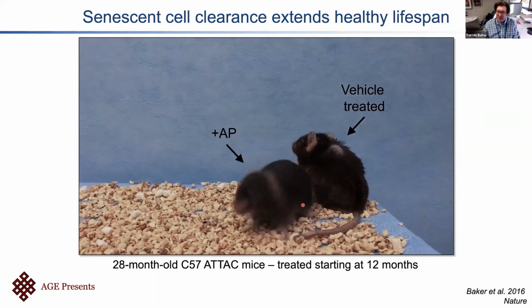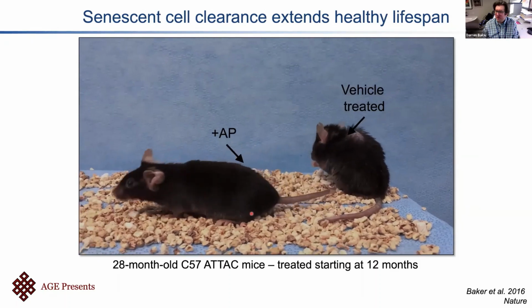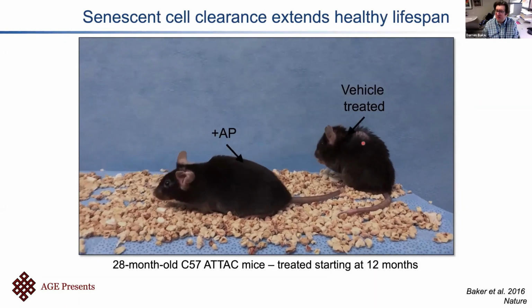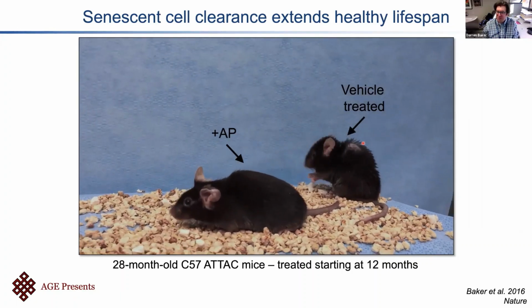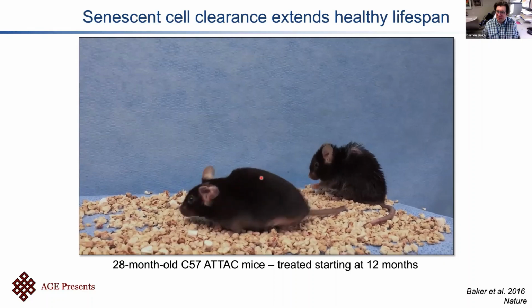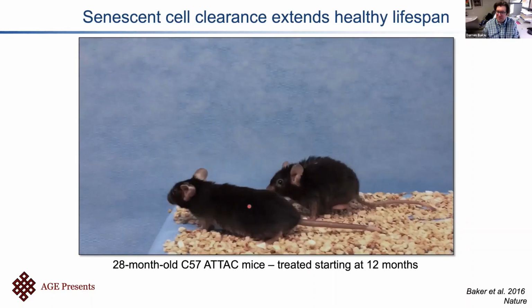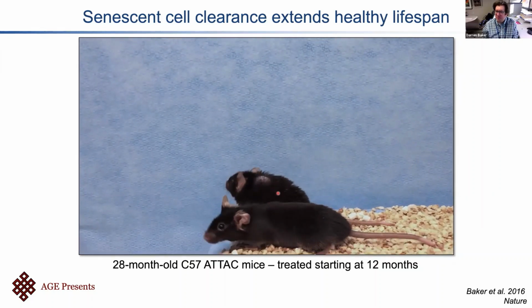If the video plays, there's an animal in the foreground here that is AP treated, starting at 12 months of age. These are 28-month-old mice. And this is its vehicle-treated partner. That's actually a littermate control. And what we see is that there are obvious improvements in the overall appearance of these animals. These mice are able to exercise on a treadmill much better. You can also see that there are some improvements in coat color.